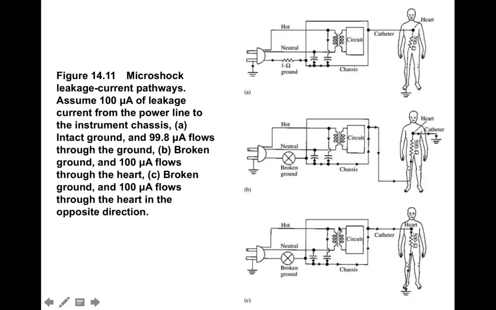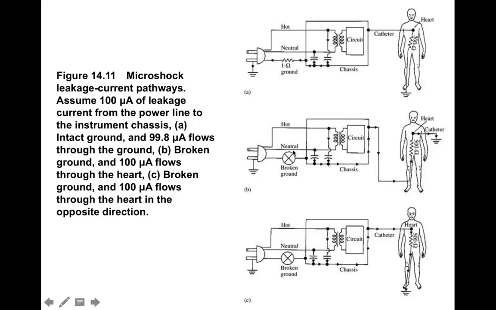Now, microshocks can also occur. As a general rule, these occur through catheter type devices. The most deadly ones are when the catheter is placed in the heart, which is the most common use of catheters in surgery that connect to some sort of electrical device. So you can see in this case, figure A, you have an intact ground. When you have an intact ground and there's a short to the chassis, then it basically flows through the intact ground back to the ground in the building.